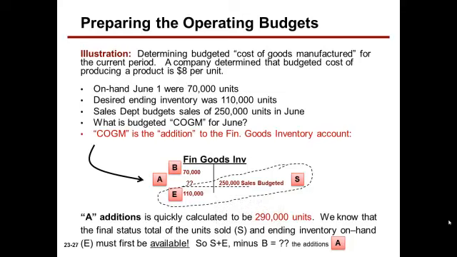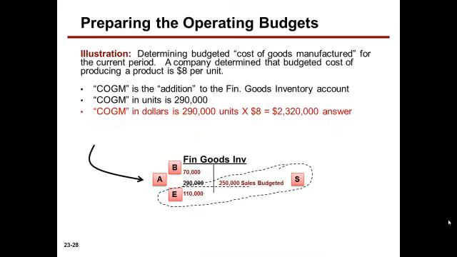So our outcome is sourced by what? Our beginning inventory and our additions. So S plus E minus B will equal the A, or additions, to our problem, the cost of goods manufactured. So our COGM calculation in units is 290,000 units, additions to finished goods inventory. We'll dollarize that at $8 per unit of production cost. $2,320,000 is the answer.